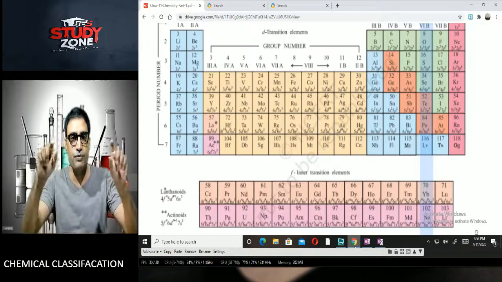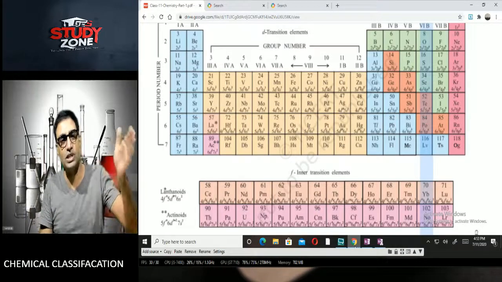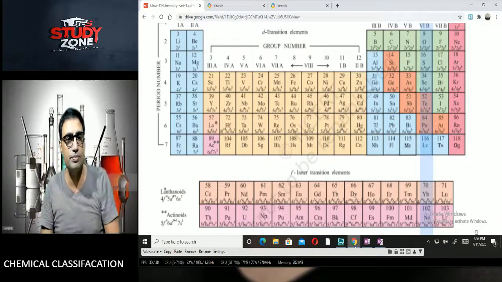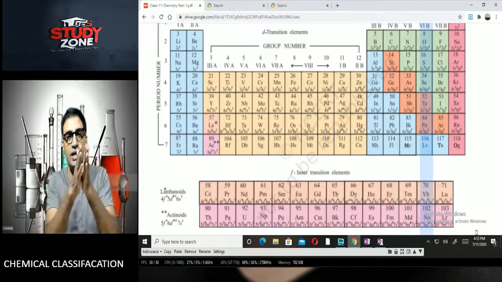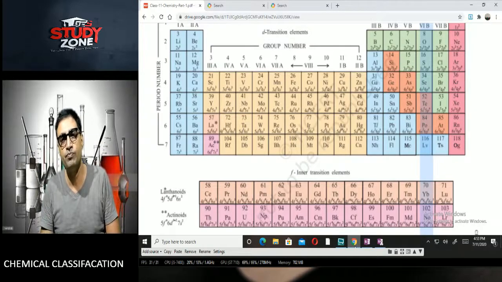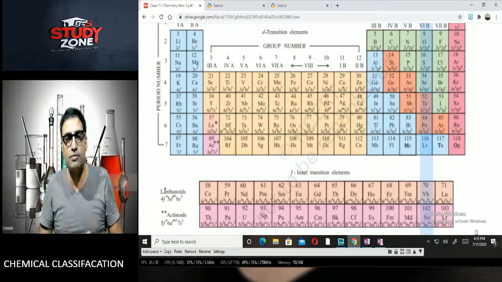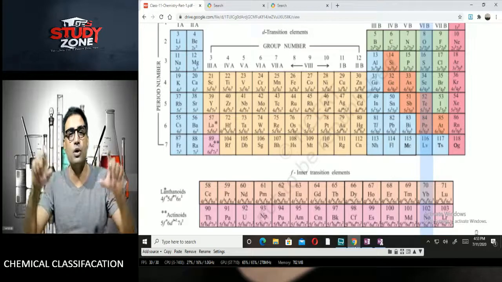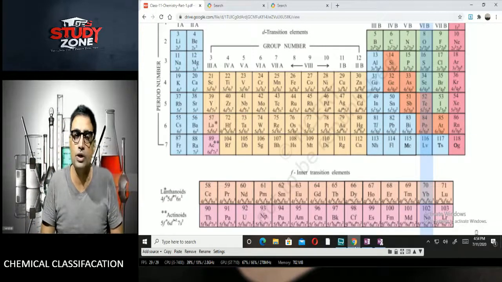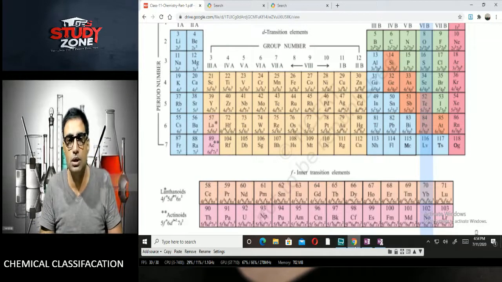In the first row, the elements start from scandium, titanium, vanadium, chromium, manganese, iron, cobalt, nickel, copper, zinc. And below that also you have some elements. So the D block is divided into 10 parts because the D subshell can accommodate 10 electrons. If we come below the main part of the periodic table, you'll see the F block. The F block is again divided into 14 parts because the F subshell can accommodate a maximum of 14 electrons.